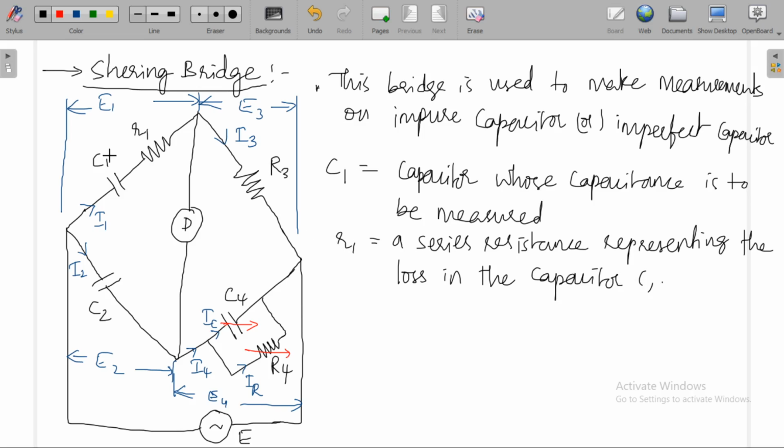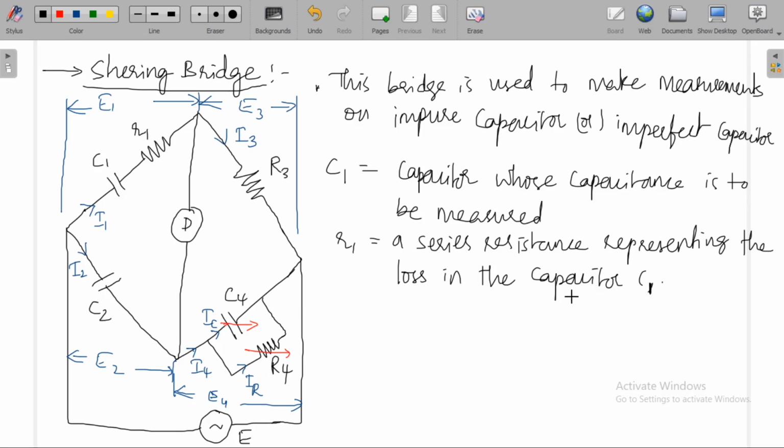Here we place an impure capacitor. The combination of these two is nothing but the impure capacitor, consisting of resistance as well as capacitance. You are not connecting this R1 separately to this C1. You are just placing an impure capacitor, which is the series combination of these two. So this R1 represents dielectric loss in the capacitor C1.